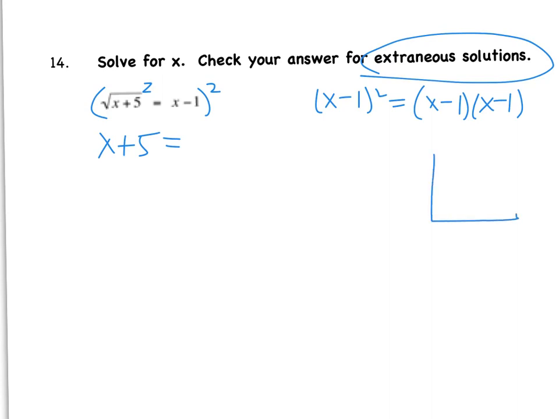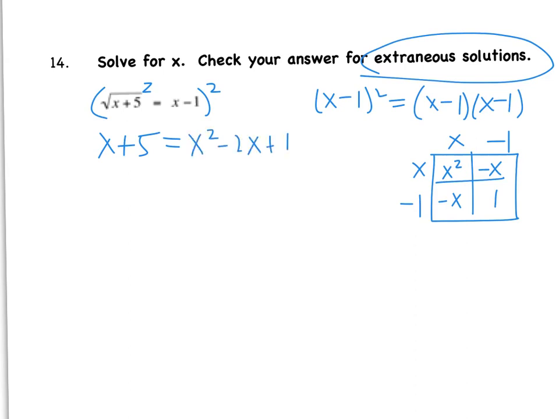The way I do that is with the box. Some of you FOIL. So x times x gives me x squared, negative x, negative x, positive 1. So this gives us x squared minus 2x plus 1. Now move everything over to one side. So when I subtract that x, I get negative 3x. When I subtract the 5, I get negative 4.